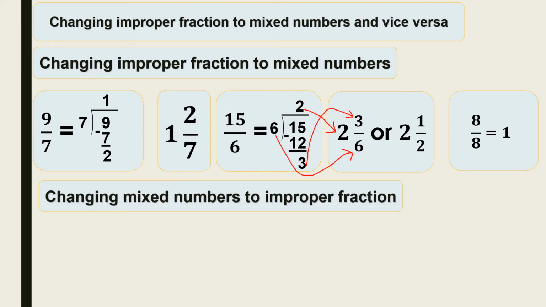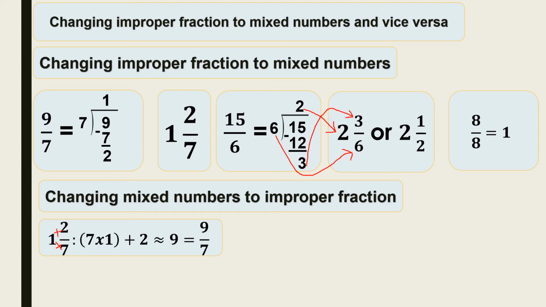Okay? So what is vice versa? Vice versa is you need to change mixed numbers to an improper fraction. So in short, it is reversed. For example, we have 1 and 2 over 7. We need to change it into an improper fraction. So how do we change it? First, you need to multiply the denominator and then its whole number. And then after that, you need to add.